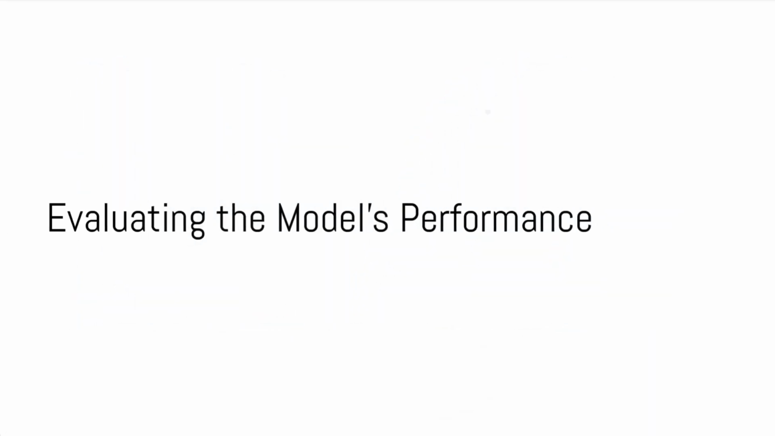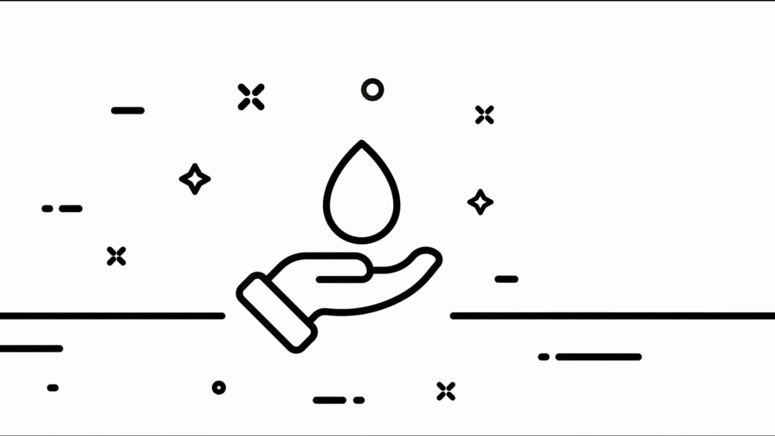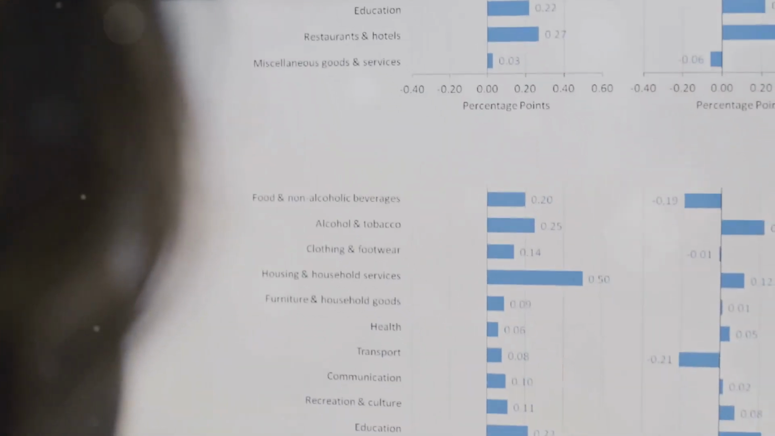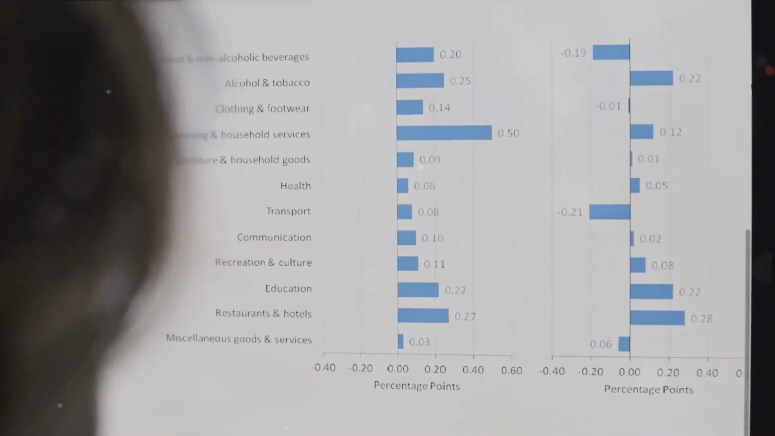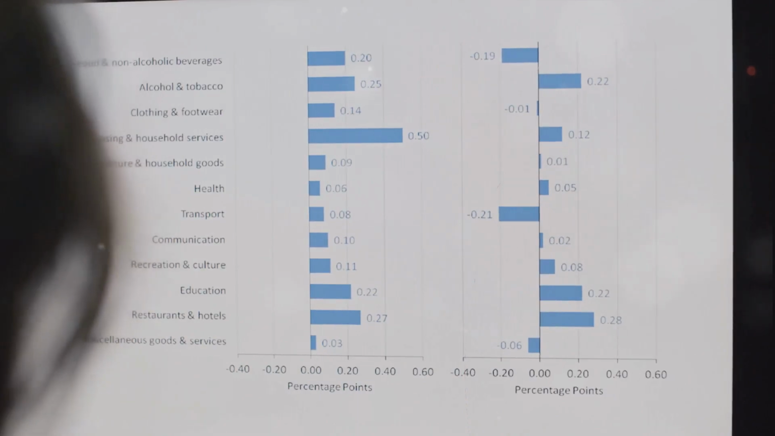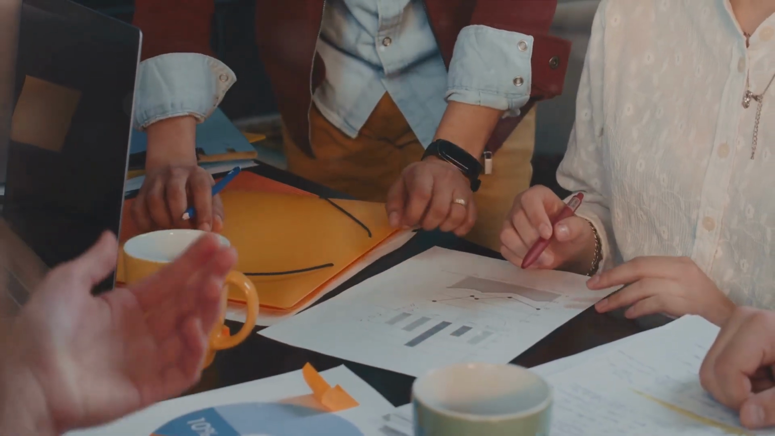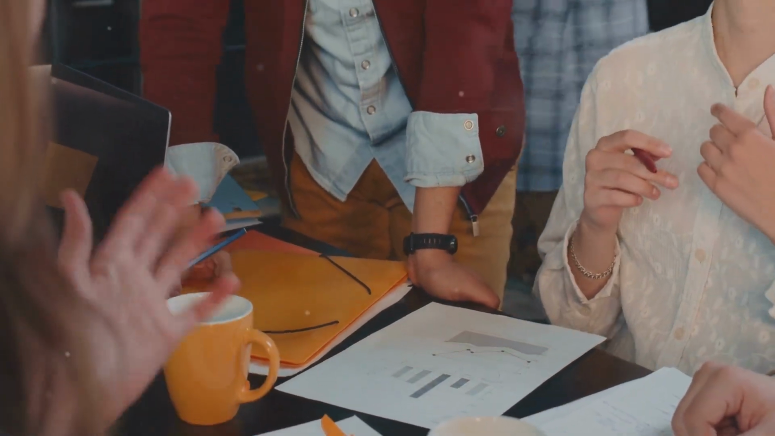After training comes step 5, evaluating the model's performance and identifying areas for improvement. H2O AI provides a comprehensive suite of evaluation metrics that you can use to assess your model's accuracy, precision, recall, and more. Use these metrics to identify where your model is doing well and where it needs improvement.